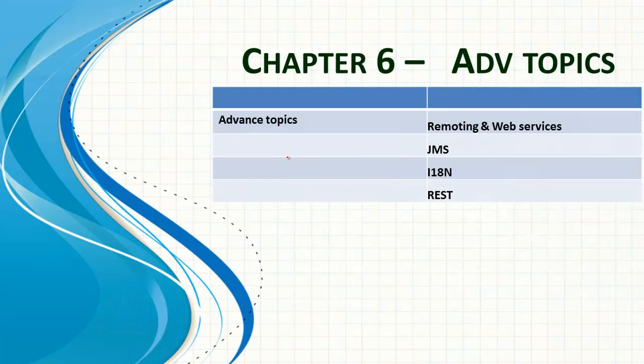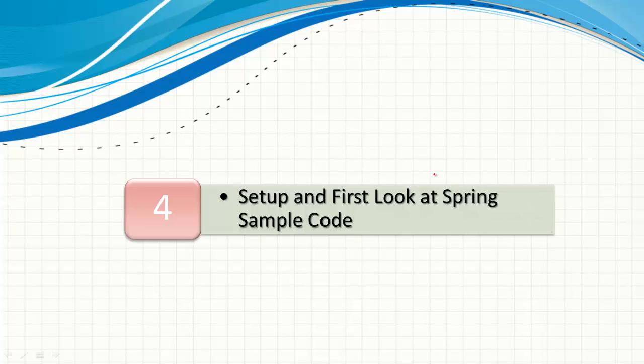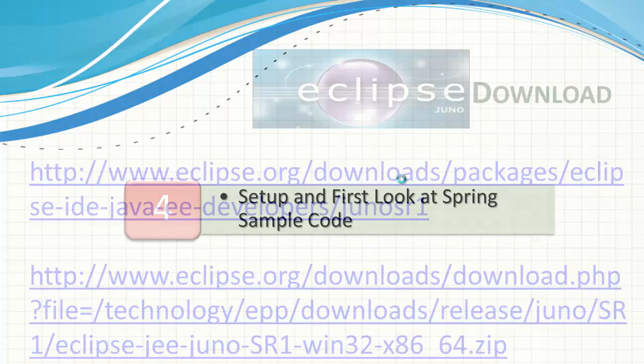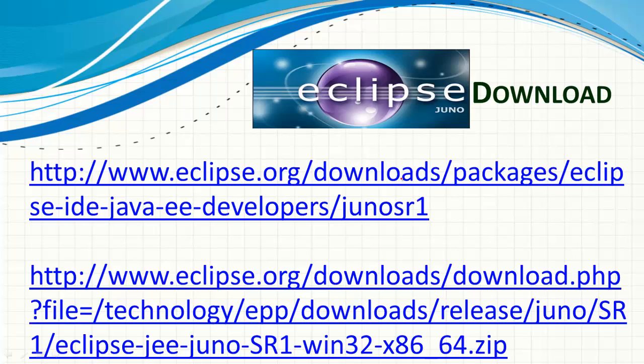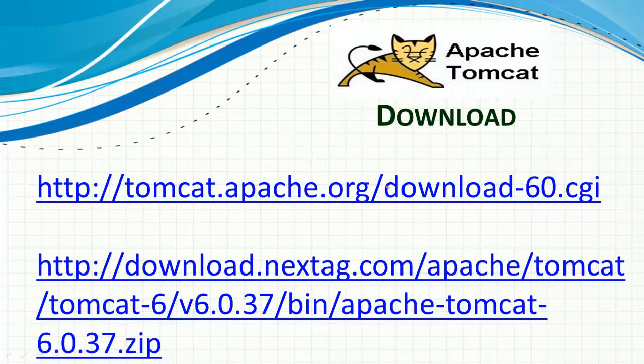And finally the advanced topic, which includes remoting, web services, JMS, I18N and REST. And then we did a quick setup. We saw how to download Eclipse, and I just provided the URL which was needed for version Juno of Eclipse, because that's what I'm using. You can choose to have any other version. Then we saw the URL for Tomcat as well.